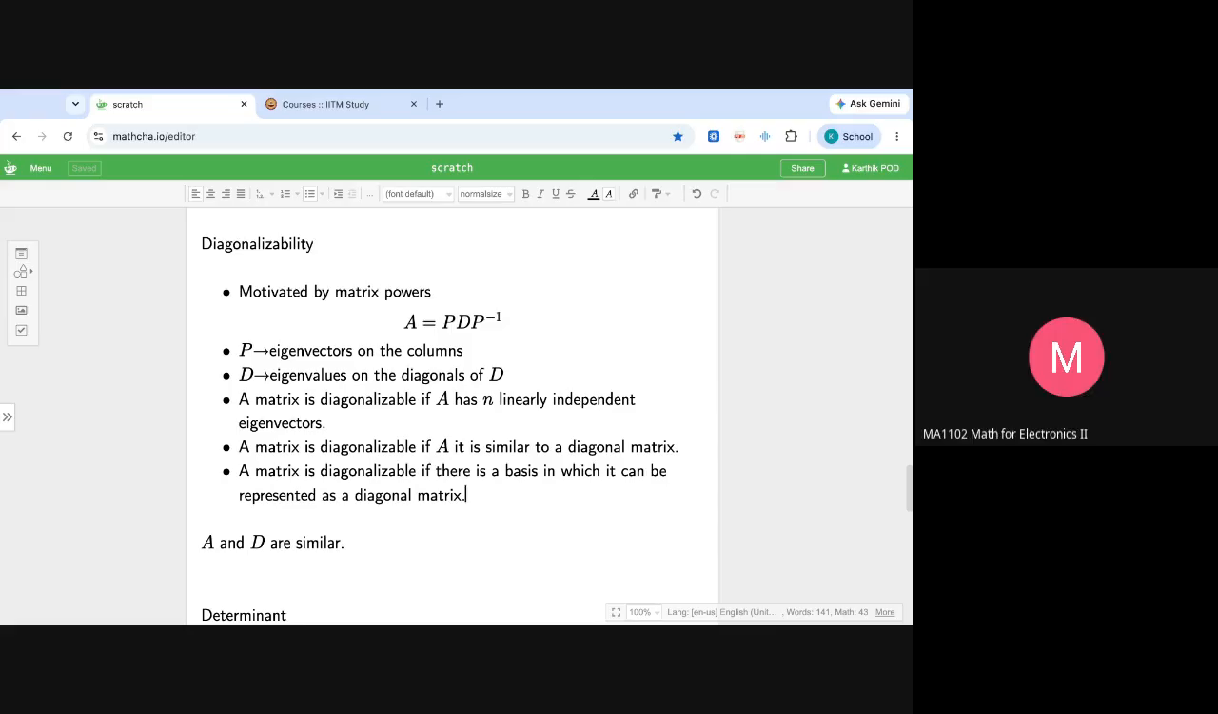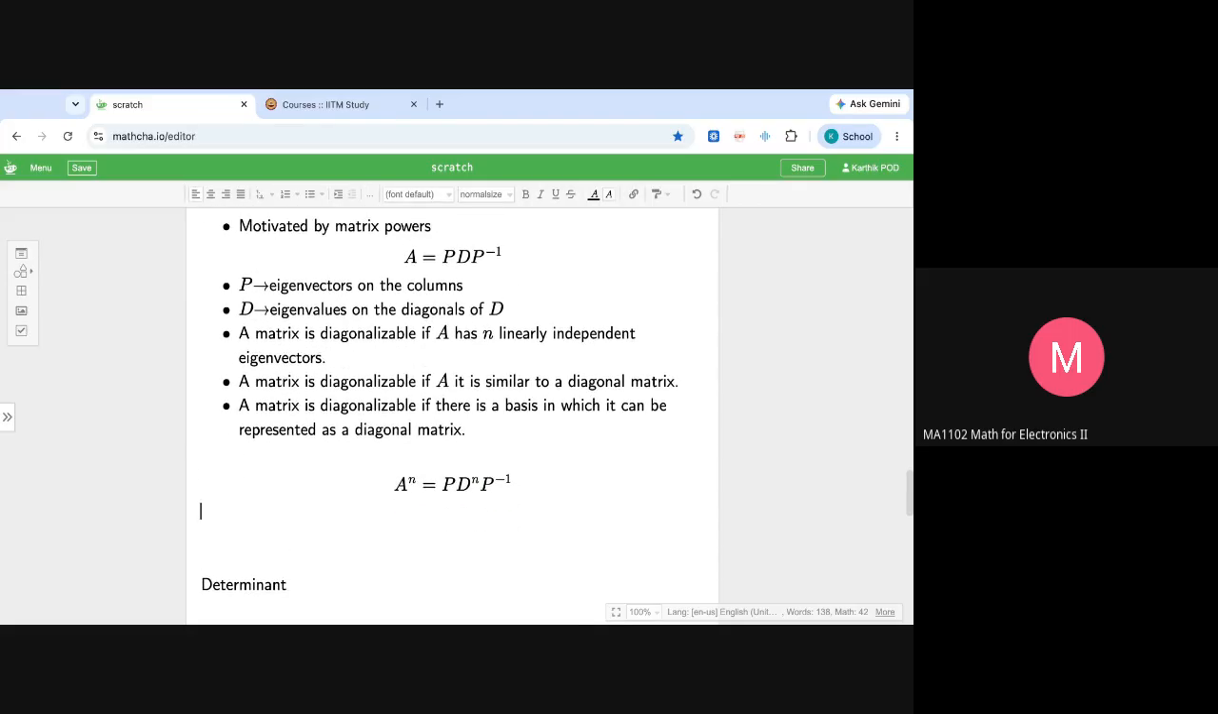Okay, so that is diagonalizability, and of course this we already talked about. A to the power n is the whole idea: P D to the power n P inverse. Yes, that is something we spoke about.